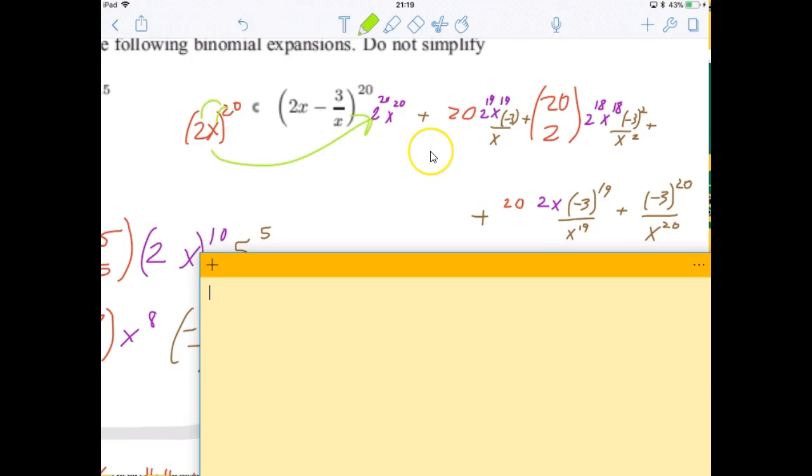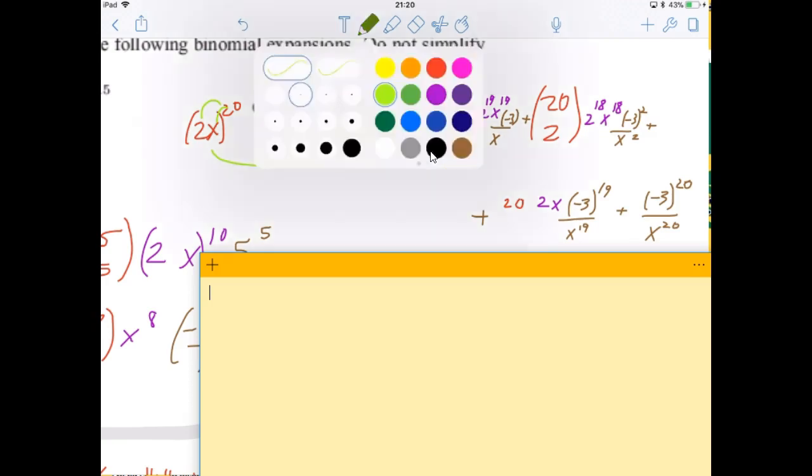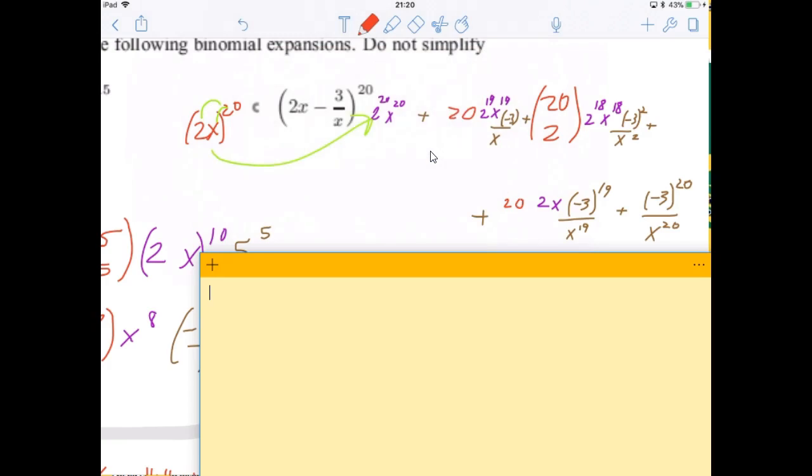Same thing as when you have 2x quantity to the 20th. When you have negative 3x to the 19th, you have to distribute the 19th power to both the 3 and to the x and also to the negative sign. Okay, so it's negative to the 19th power. A negative to the 19th power is negative, right? 3 to the 19th is 3 to the 19th, whatever that is. X in the denominator to the 19th power is also x to the 19th in the denominator, or you could write it in the numerator as x to the negative 19th.